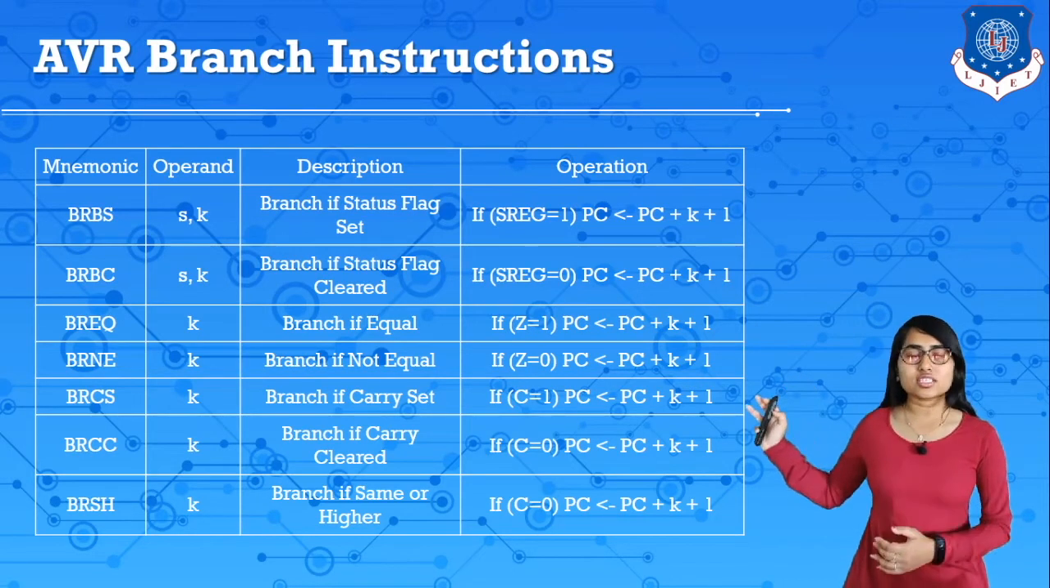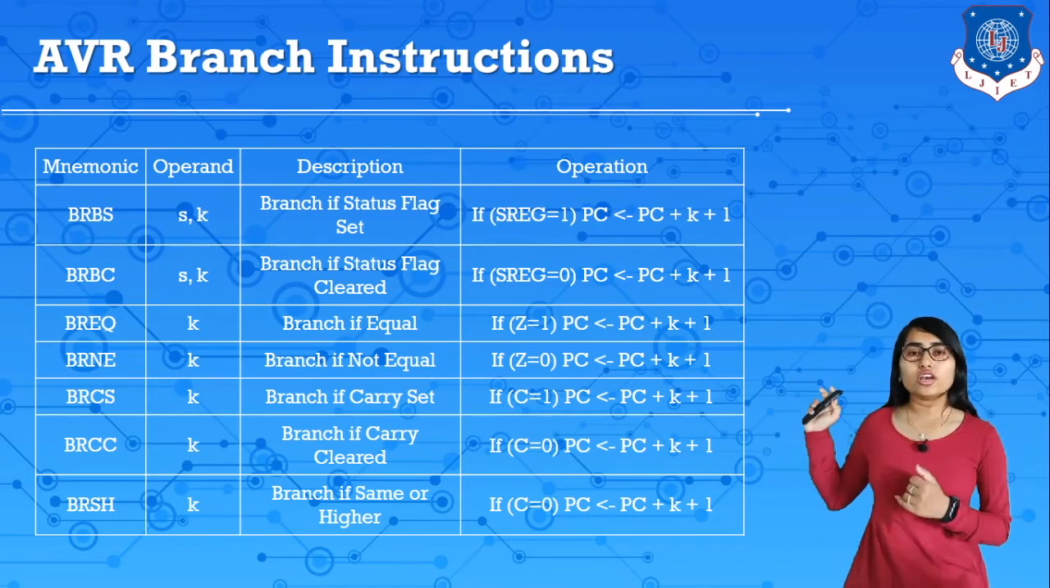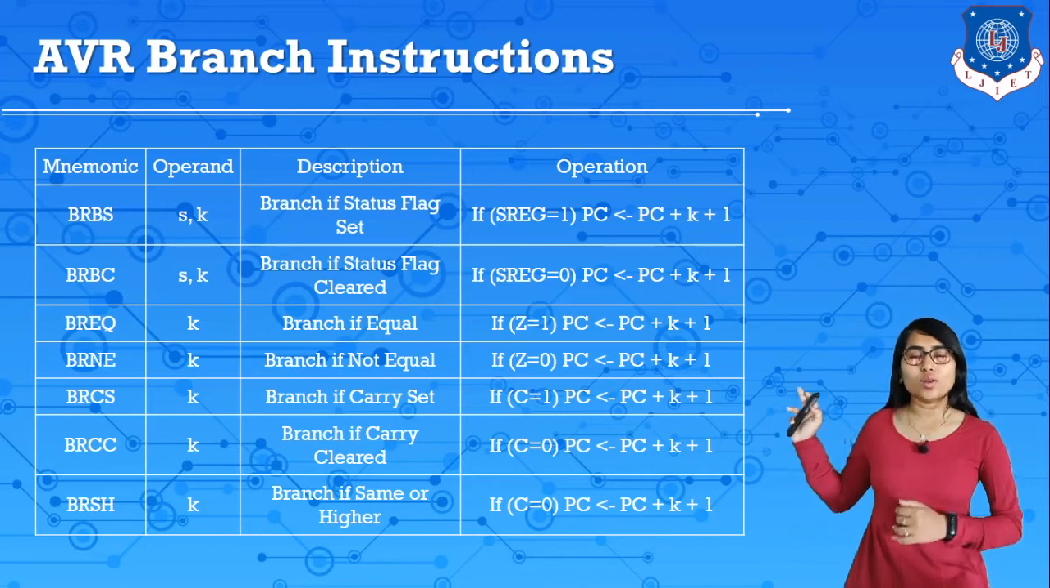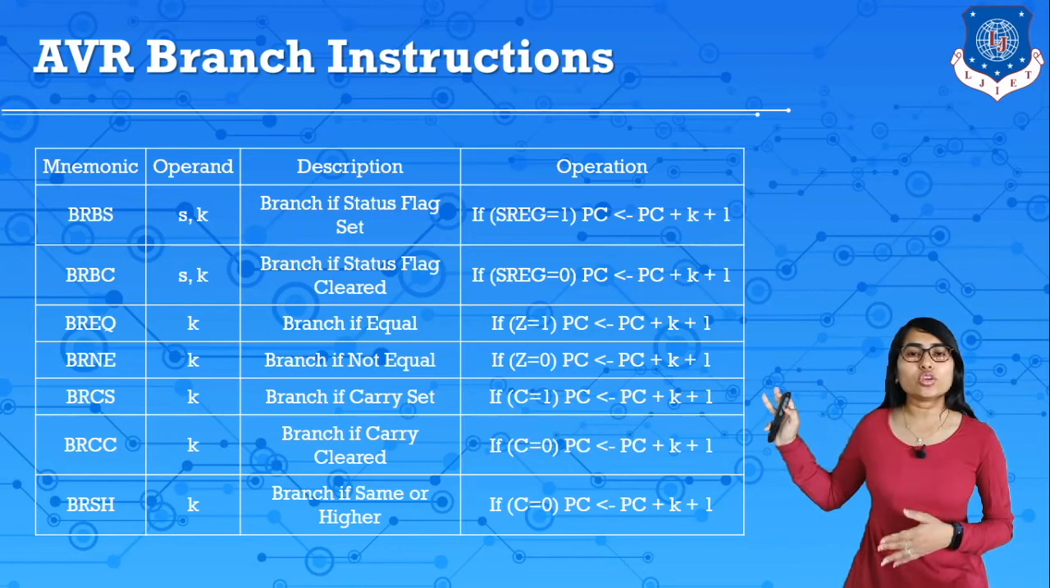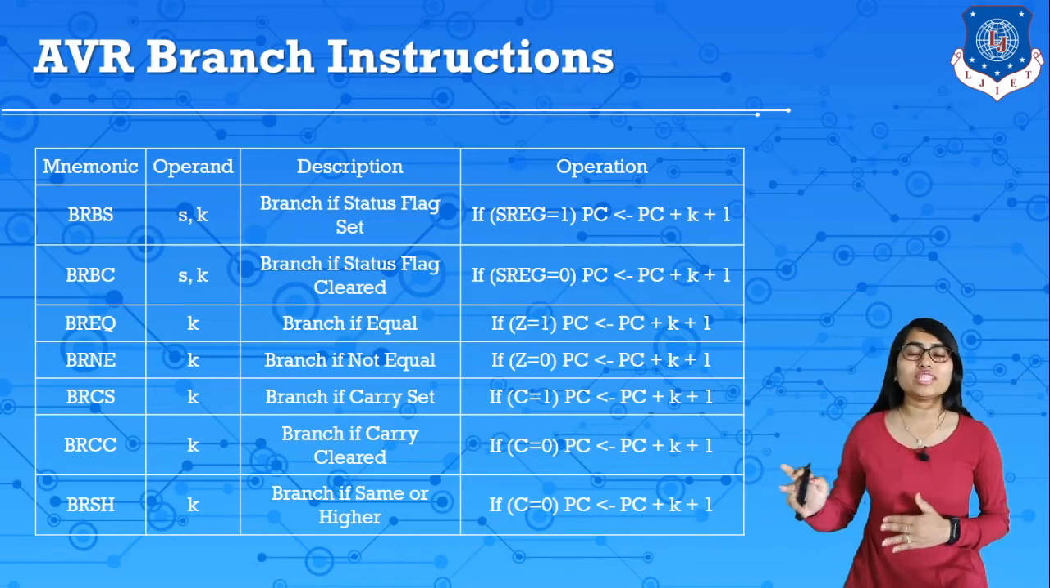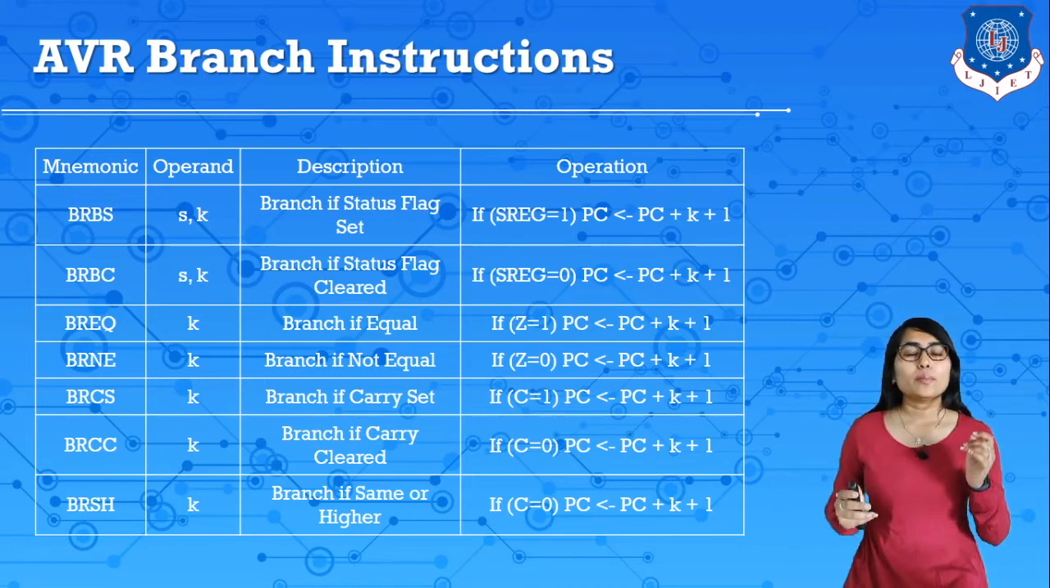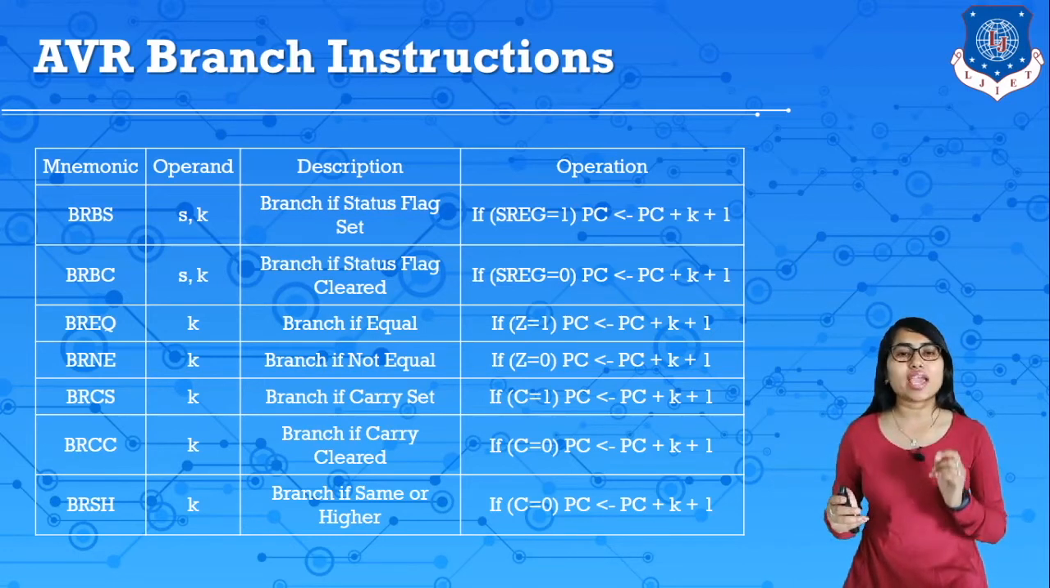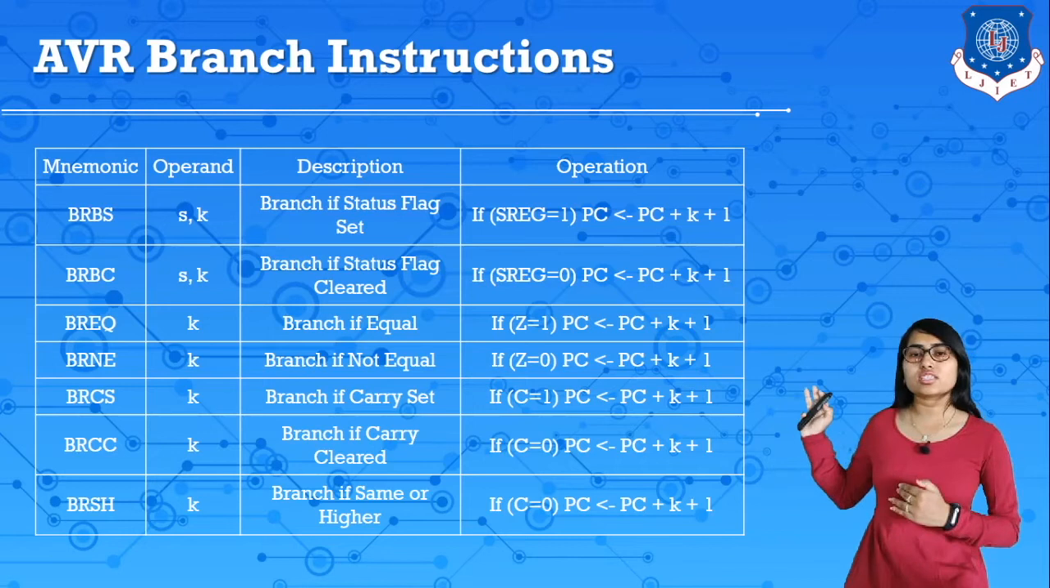Next there is another conditional instruction, that is BRBS s, k. It means branch if status flag set. If the status register bit is equal to 1, then program counter equals program counter plus k plus 1. So the program counter is jumped to the desired, targeted address. Branch if status flag set: if the status register bit is equal to 1, the program counter is jumped to this location.